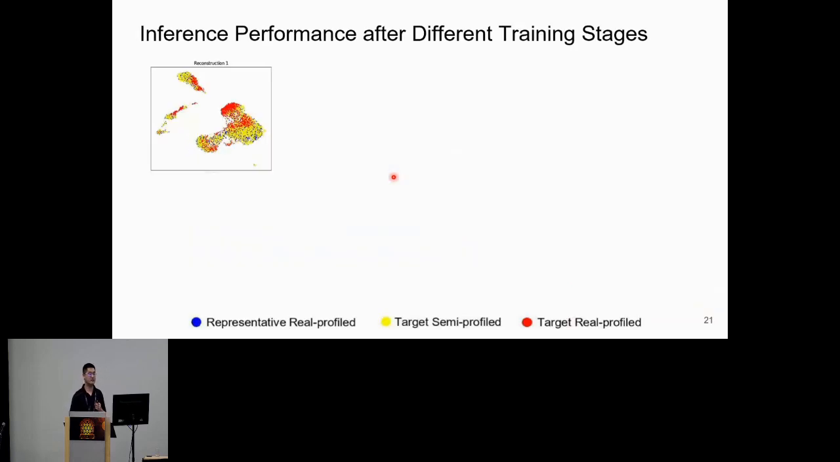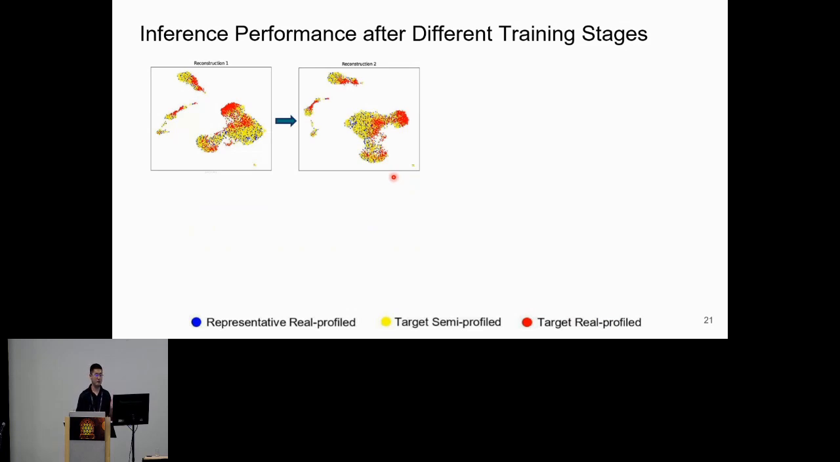Here's a visualization of the whole process. First, we do reconstruction. The yellow cells have overlap with the blue cells. It's still a reconstruction of the blue cells, the representative cells. It's still very different from the red cells. And the second reconstruction stage is still very different from the red cells.